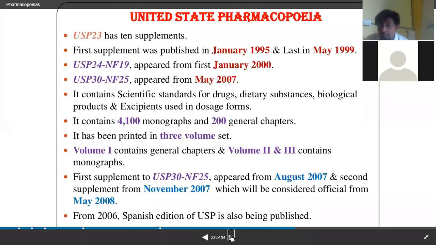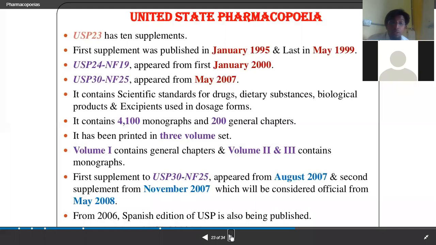Right? And it contains, especially USP 23, 4,100 monographs and 200 general chapters. It has been printed in a 3 volume set. Volume 1 contains general chapters, and volume 2 and volume 3 contain the monographs.